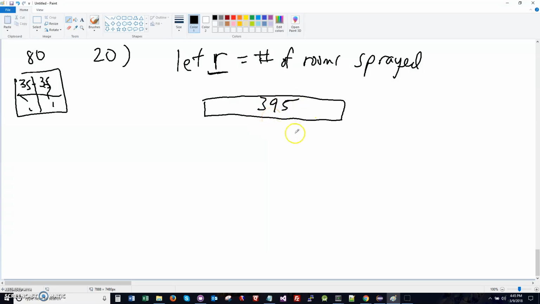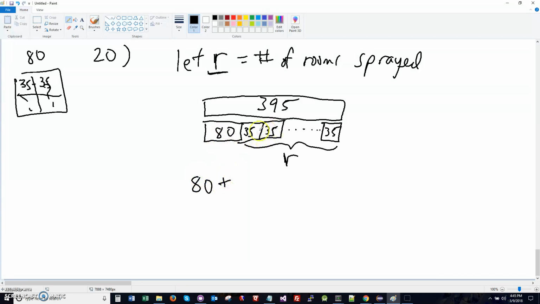Okay, so $395 total is going to be that $80 that we started with. Let's put 80 right here. Plus some number of rooms. And we don't know how many rooms, that's our variable, but we do know that each room costs $35. So we can just start putting $35 down. So there's a 35, there's another 35. We don't know how many 35s we have. Actually we have R of them. So there are R 35s. So from this picture we can actually write an equation. We could say that 80 plus 35 times R, or 35R, is the total of 395.